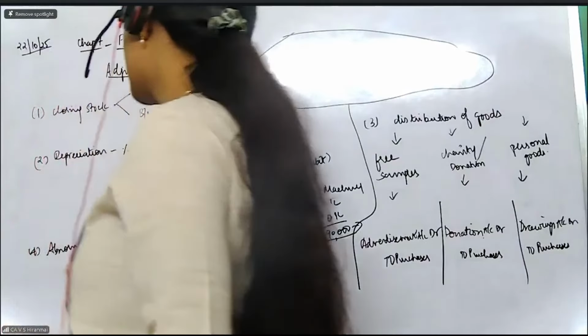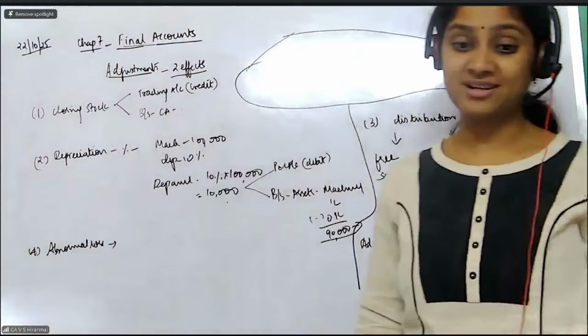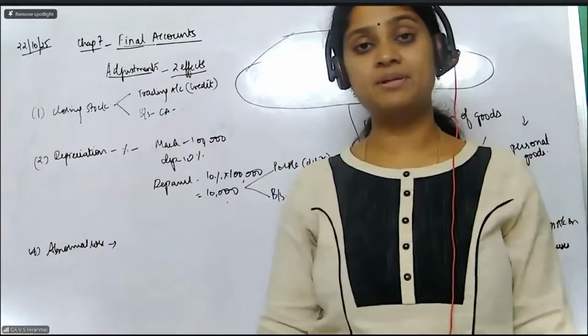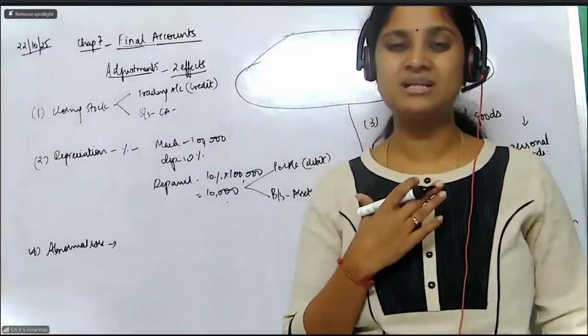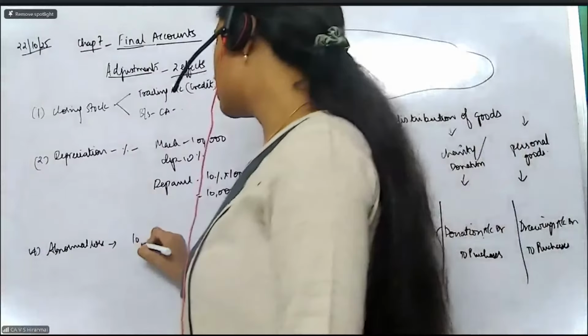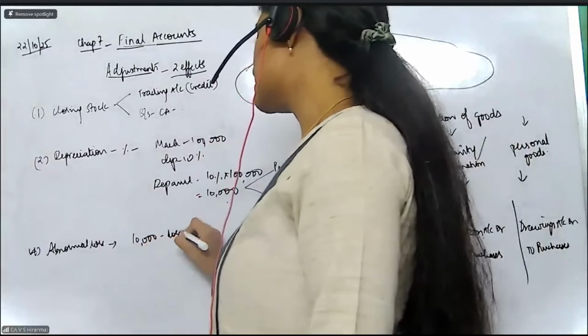What is this abnormal loss, madam? Sometimes there is a fire. There is a fire that is happening in the factory due to which the goods are getting destroyed. Let me say the total value of the abnormal loss is 10,000.